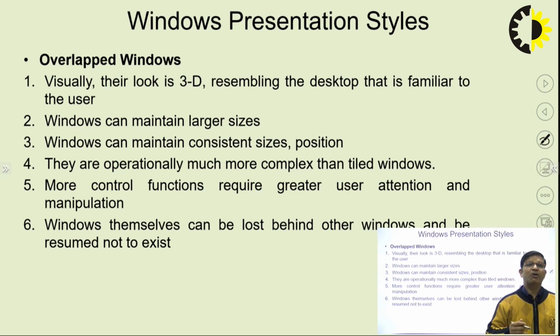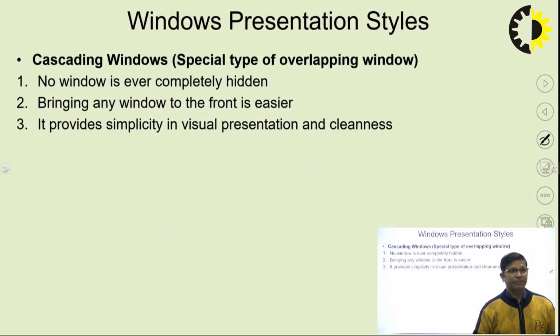They are operationally much more complex than tiled windows, in the way that we are not able to see all the windows every time. If we want to switch to another window, we have to press Control and then Tab. Then we can see what windows are open and we can switch to any window. More control functions require greater user attention and manipulation, like this Control and Tab. Windows themselves can be lost behind other windows and may seem not to exist. This can be possible.